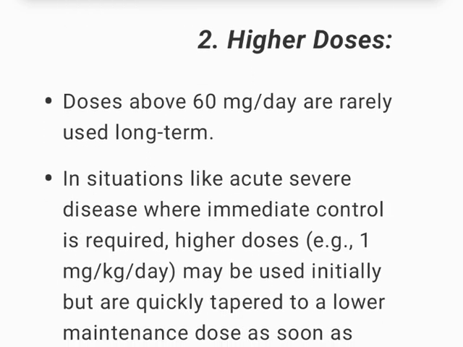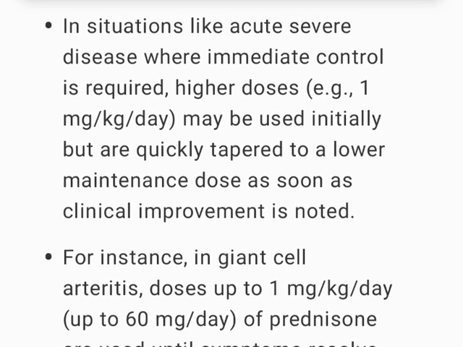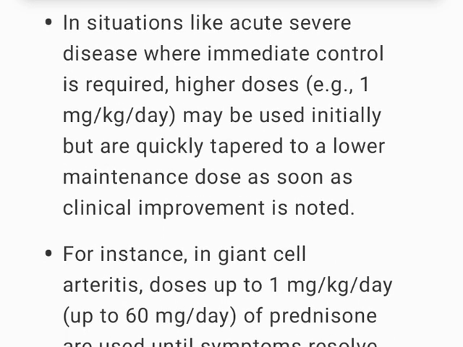2. Higher doses. Doses above 60 milligrams per day are rarely used long term. In situations like acute severe disease where immediate control is required, higher doses, e.g., 1 milligram per kilo per day, may be used initially, but are quickly tapered to a lower maintenance dose as soon as clinical improvement is noted.